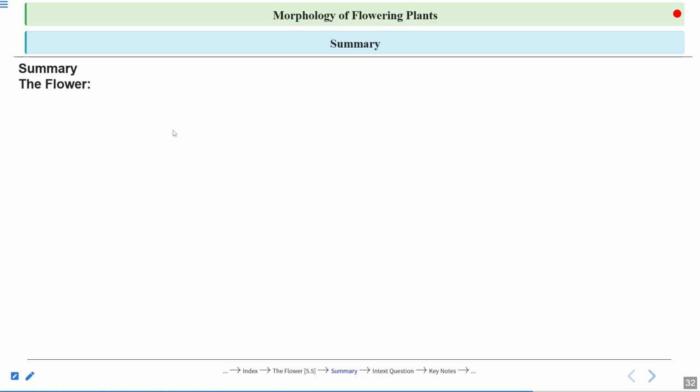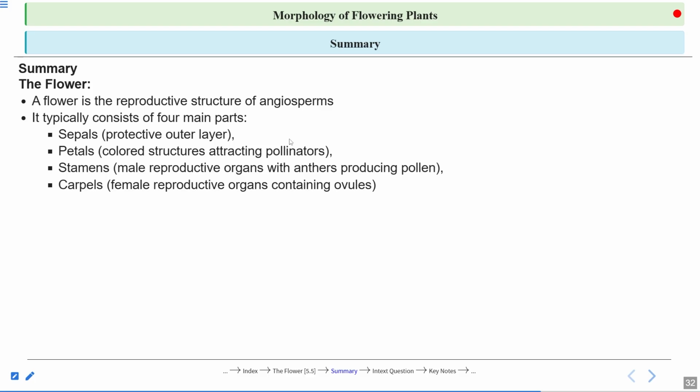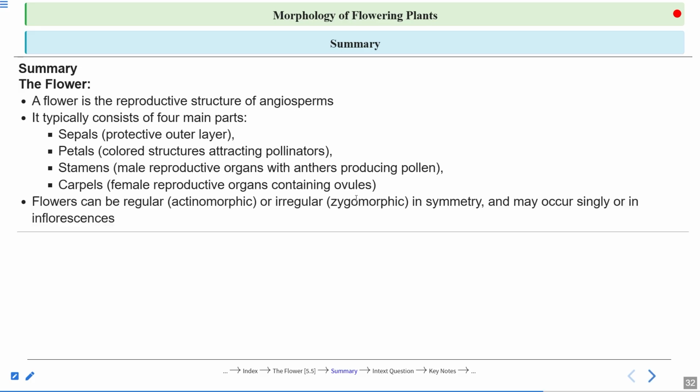Now we will have a summary. Flower is the reproductive structure of the angiosperm because they have the reproductive organs. Sepals, petals, stamen and carpel, these are the 4 different whorls of the flower. Sepals have a protective function. Petals help in attracting pollinators. Stamens are the male reproductive organ, producing pollen grains. Carpels are the female reproductive organ, containing ovules.